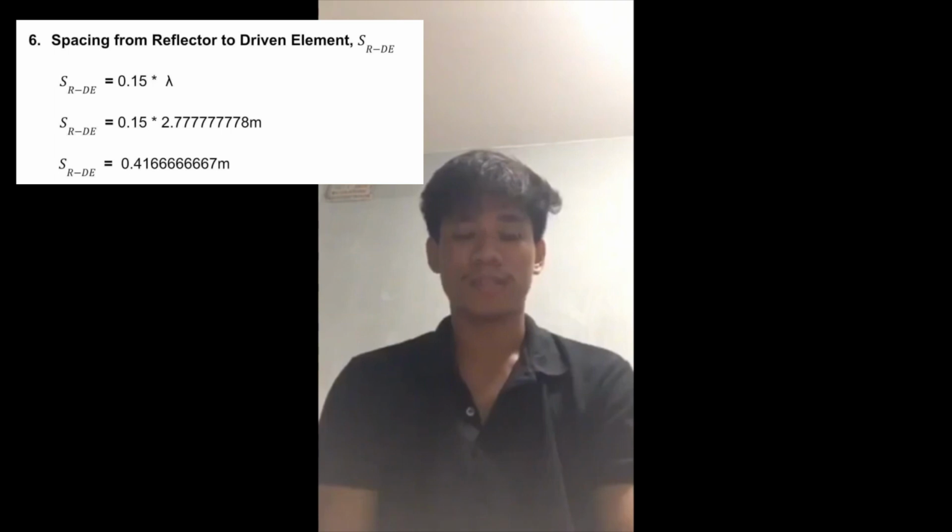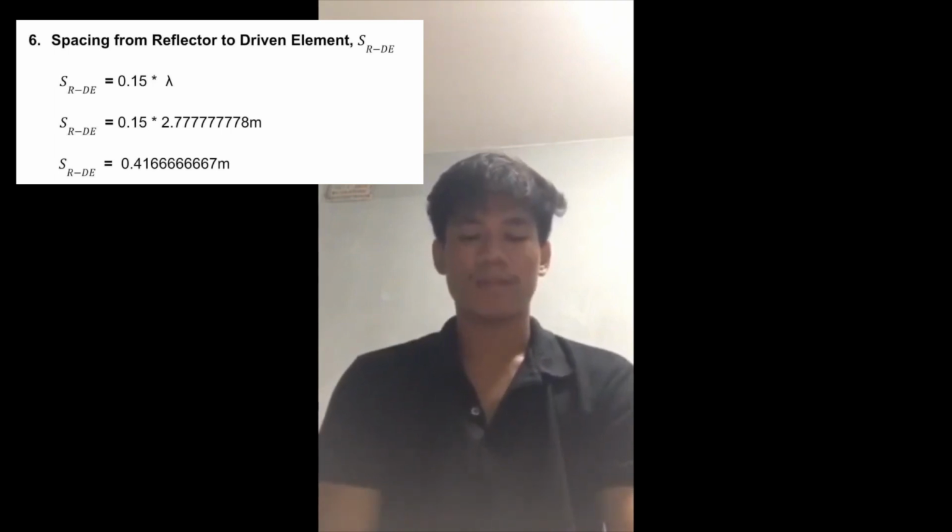And to find the spacing from reflector to driven element, we need to multiply 0.15 times the lambda, which is 0.15 times 2.77777778 meters, and the answer is 0.4166666667 meters.